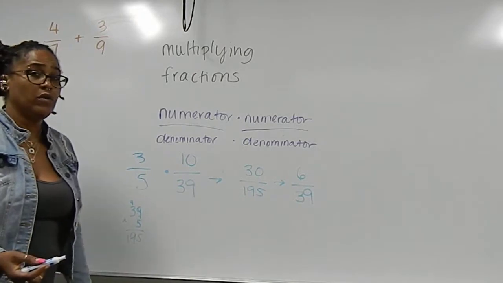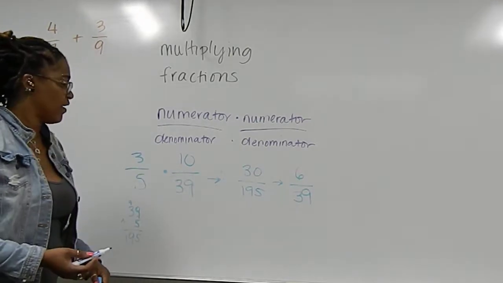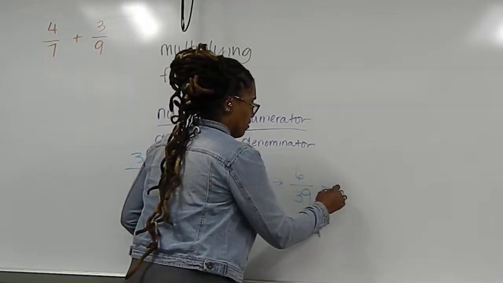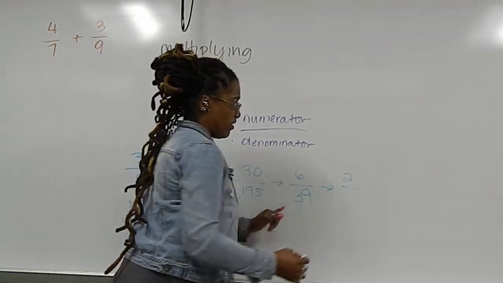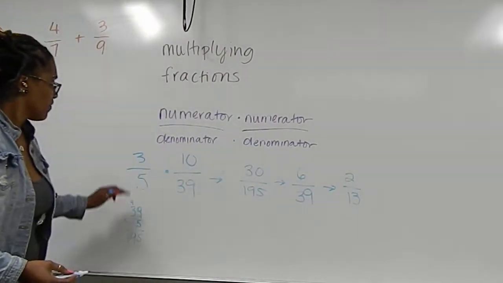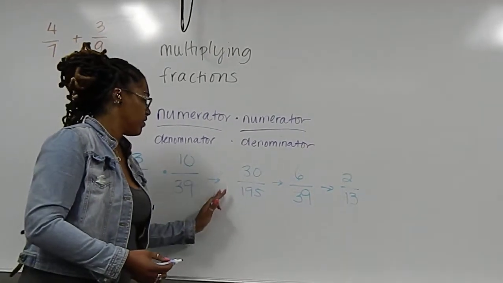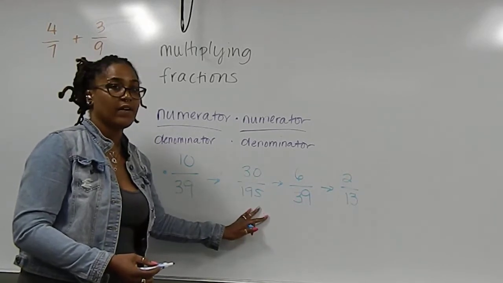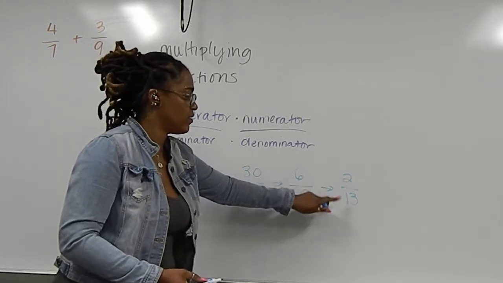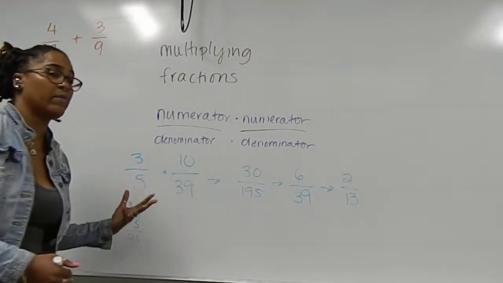And then we're like, ooh, do 6 and 39 have a factor of 3? Yes, 3 goes into 6 2 times, and 3 goes into 39 13 times. So 3/5 times 10 over 39 is going to reduce down, actually it's going to be 30 over 195, which is the same value as 6 over 39, which is the same value as 2 over 13. But again, if we're reducing, we're going to pull out that common factor, right?